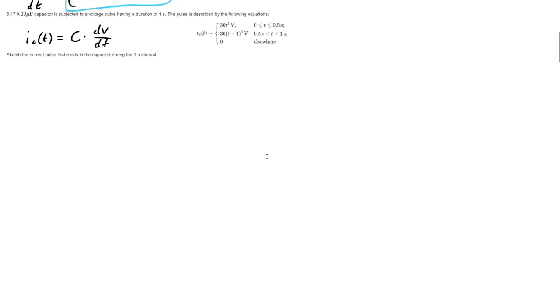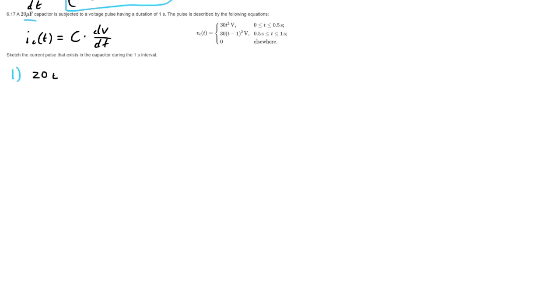Alright, so we've got a 20 microfarad capacitor, and it's being subjected to these voltage pulses modeled by the equation over the interval of 1 second. We're going to find the current pulse for the capacitor through that 1 second interval, and we're going to graph it. The first thing is we need to evaluate the current for case 1, or interval 1.